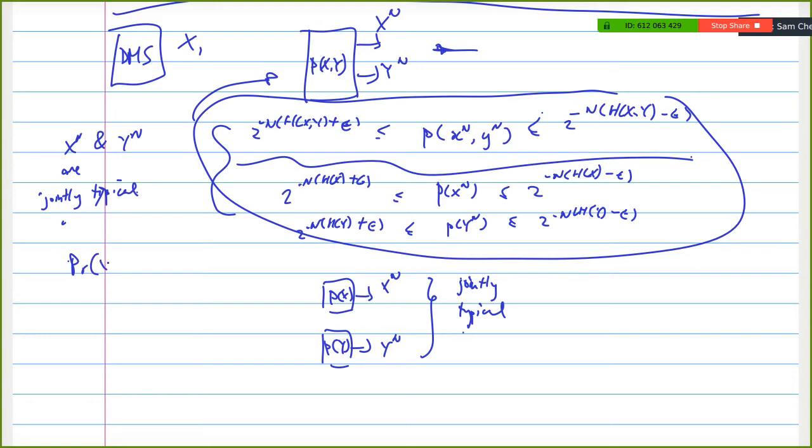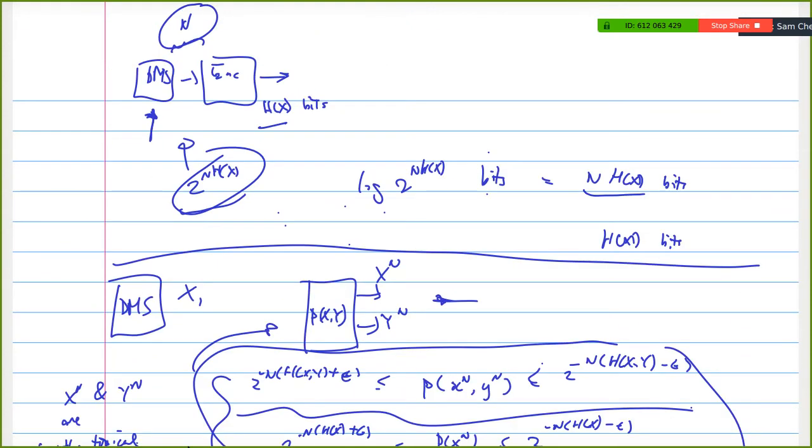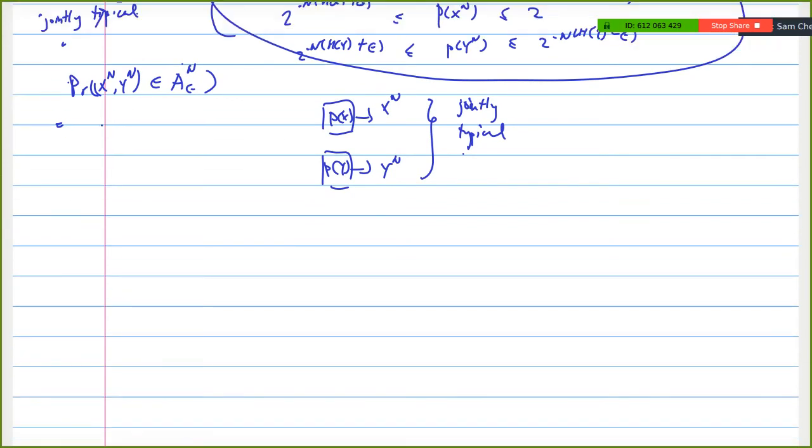So the probability that x^n and y^n are jointly typical is equal to, basically, I can sum over all the sequences. I should be careful, this is a big X here, but this probably should be a small x here.